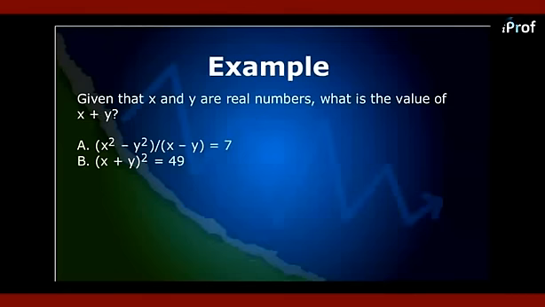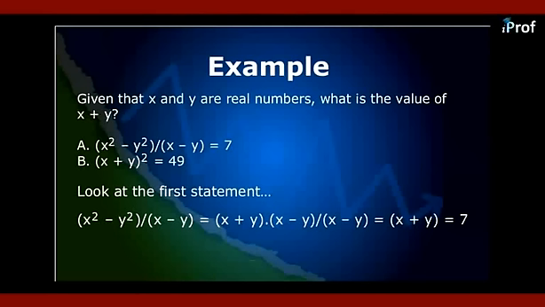Okay, look at the first statement. (x square minus y square) whole divided by (x minus y) is equal to (x plus y) into (x minus y) divided by (x minus y), which is equal to x plus y, and that has been given as 7. So, the conclusion is that statement 1 can give the value of x plus y.